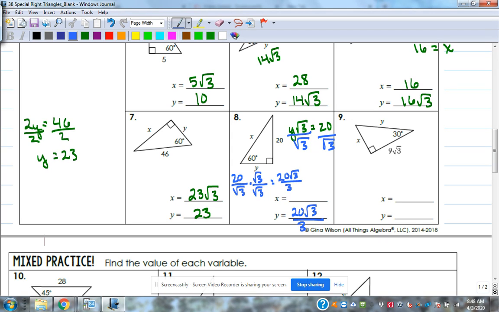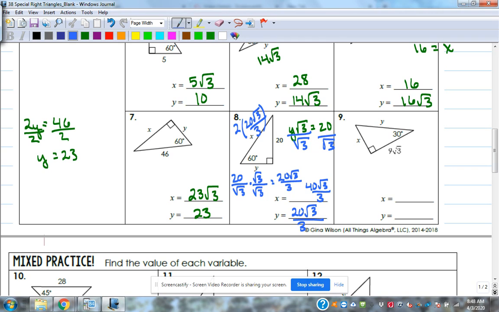The x here is 2 times that. So 2 times 20 radical 3 over 3 is going to be 40 radical 3 over 3. So there's our hypotenuse there.